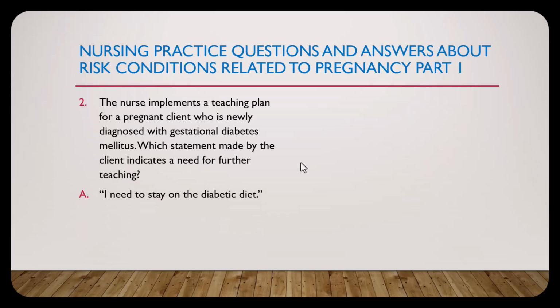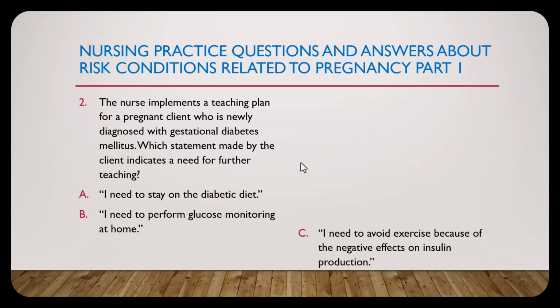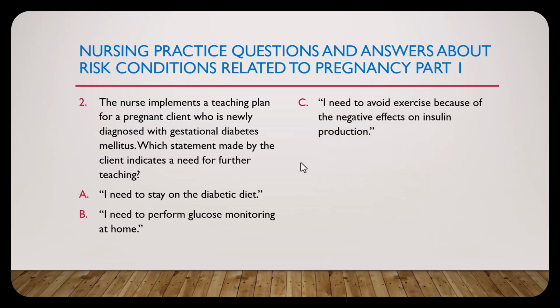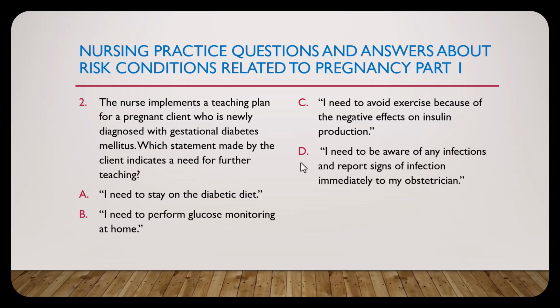Option A, I need to stay on the diabetic diet. Option B, I need to perform glucose monitoring at home. Option C, I need to avoid exercise because of the negative effects on insulin production. Option D, I need to be aware of any infections and report signs of infection immediately to my obstetrician.